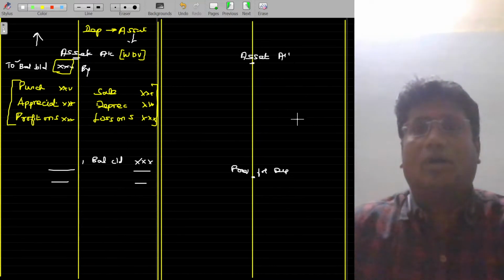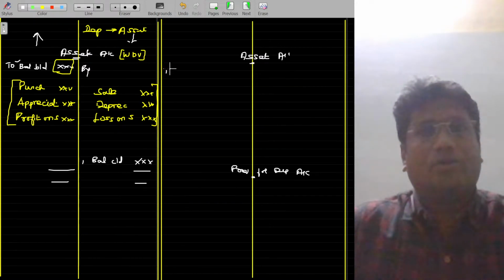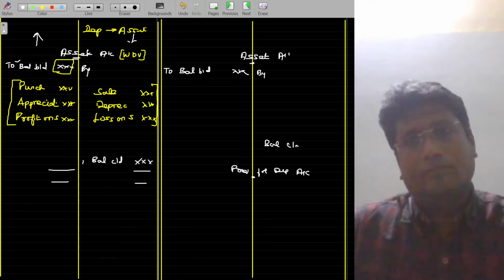Asset is usually what? A debit balance, right? So if it is a debit balance, we usually start on the debit side with the opening balance, or balance brought down, and end with by balance brought down or carried on. So by balance carried on. Is that okay?